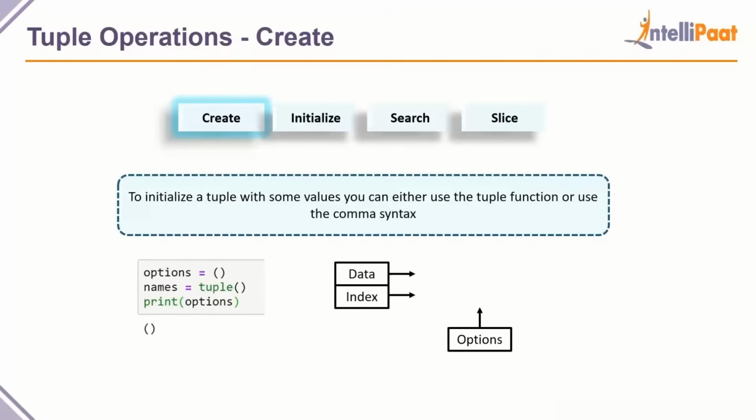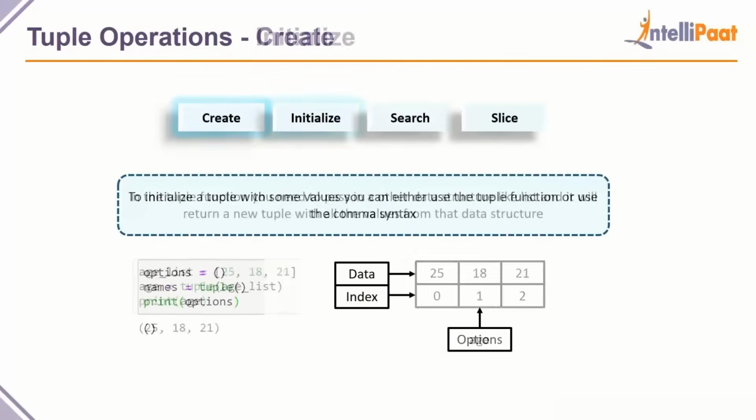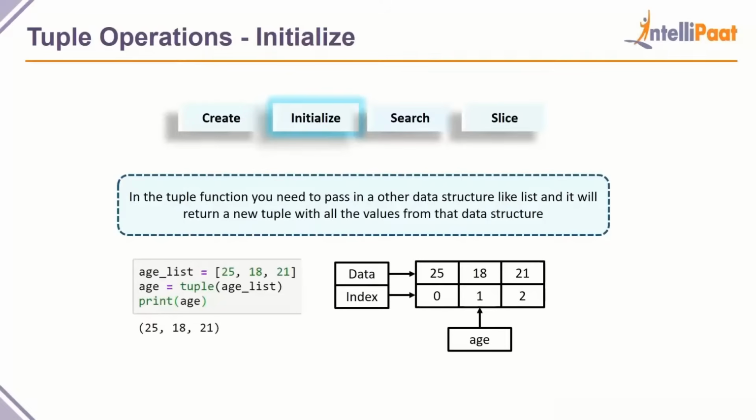Now to initialize a tuple with some value, you can either use the tuple function or use the comma syntax. So let's take a look at that. In a tuple function, you need to pass in some other data type or data structure like a list. These data structures that you're passing inside the tuple function need to be iterable. Basically, you need to pass in a data structure on which you can use a for loop, because internally the tuple function is going to use a for loop to loop through the entire data and put them inside the tuple. So like list, it will return a new tuple with all the values from that data structure.